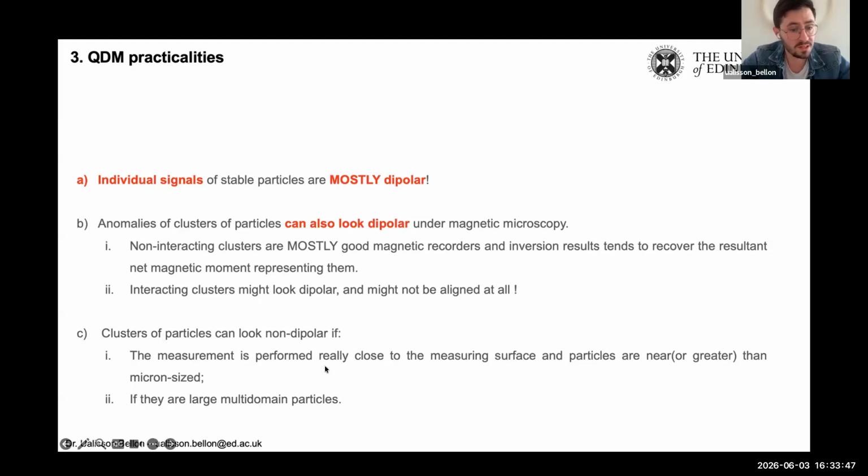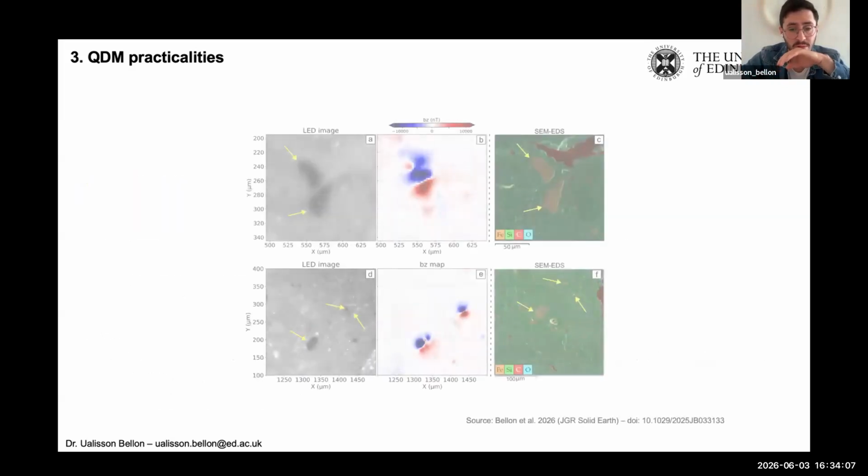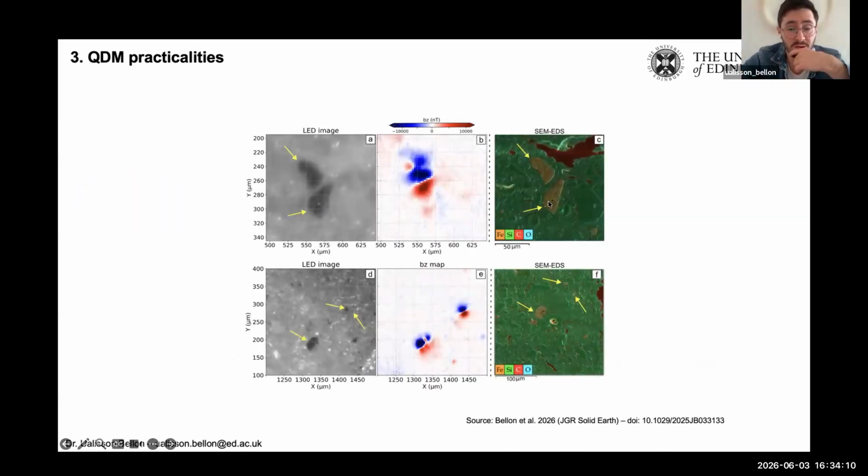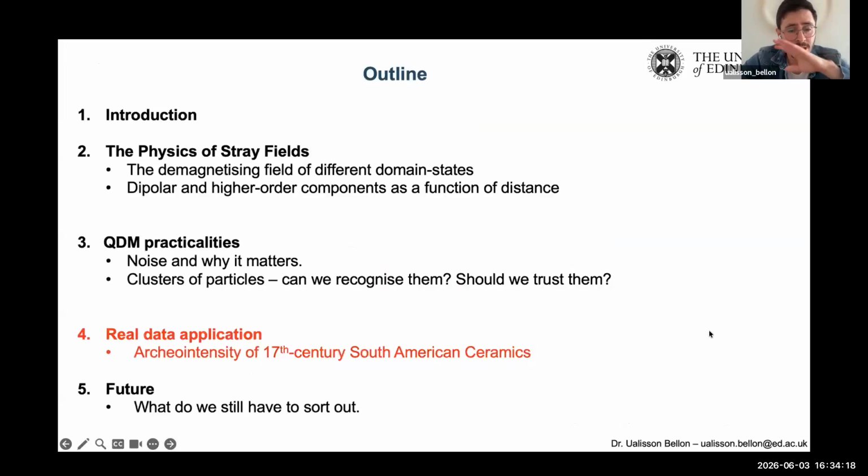And of course, if you have clusters of particles that do not look dipolar at all, they might be all over the place and be very messy. They may come from measuring particles really close to the surface, with lots and lots of particles all interacting, or they can come from large multi-domain particles, as shown in this picture right here, with these two big magnetite grains generating this big non-dipolar anomaly, and also the same thing right here. So, very quickly showing that relying on dipolar anomaly sources only might not be that much of a bad thing.